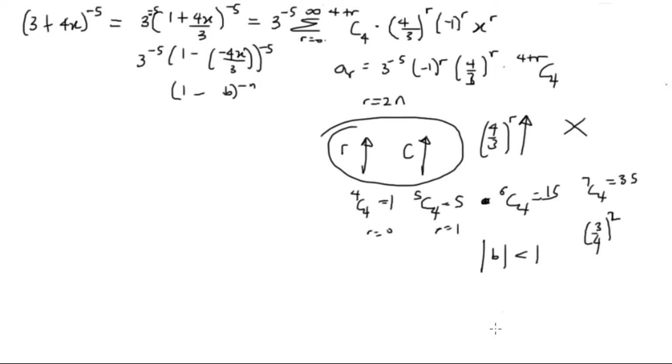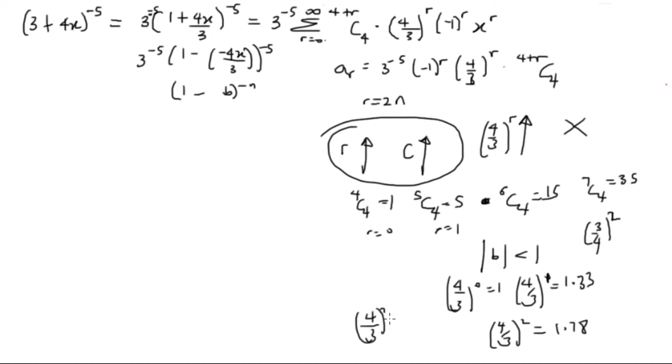So let me show you that 4 over 3 raised to power 0 is 1. 4 over 3 raised to power 1 is supposed to yield 1.33. And 4 over 3 all squared is 16 divided by 9, which is 1.78. So the value also increases. If I also have 4 over 3 raised to power 3, that's 2.37. So as the r value increases, this will also increase, so I can never have a greatest coefficient.